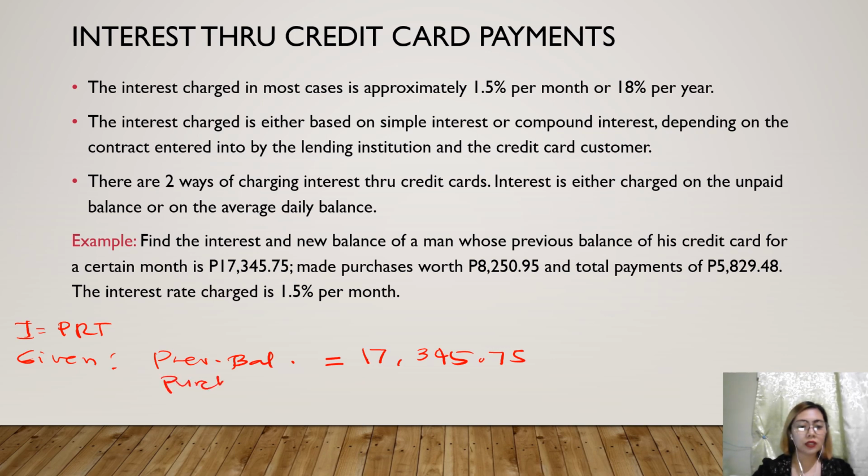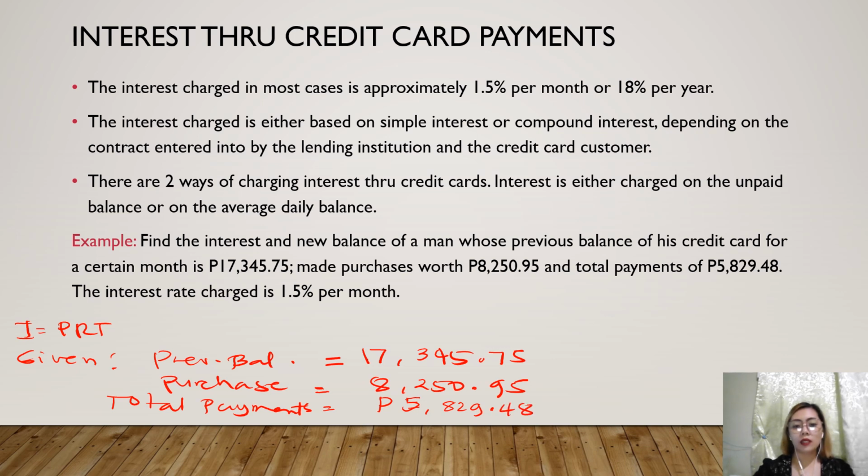Okay? Then, nag-purchase ka or may binili ka. Yung amount ng binili mo ay 8,250.95. Pero, may total payments ka naman na, ibig sabihin, nagbawas ka ng utang. Okay? So, yung total payment mo ay 5,829.48. Ayan. Pesos. So, ibig sabihin, ito yung mga kailangan mong bayaran, at ito lang yung nabayaran mo pa so far.